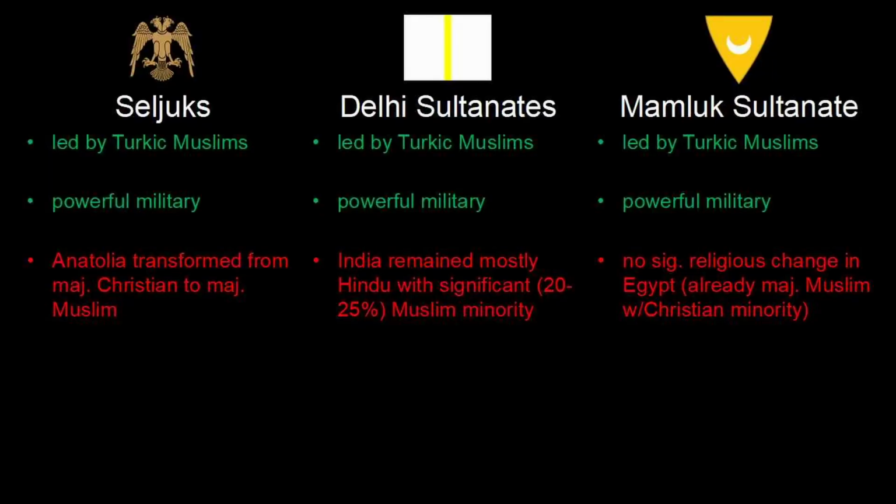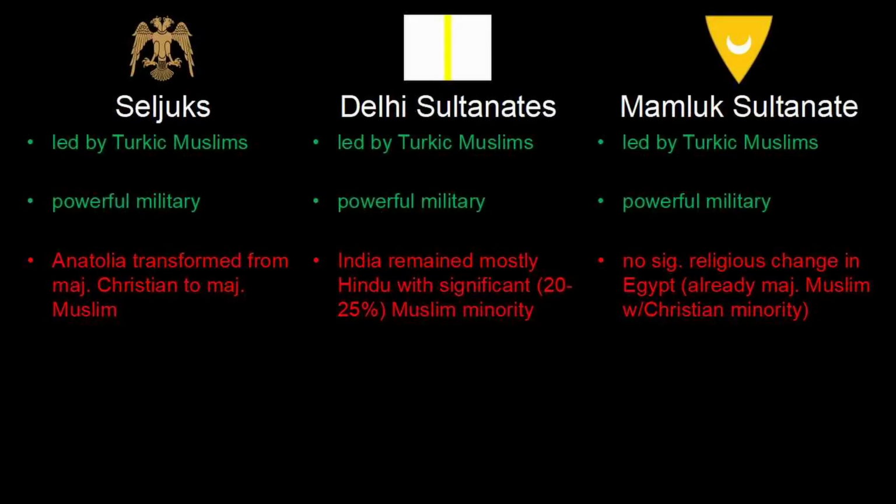For example, the Seljuks completely transformed Anatolia from a majority Christian to a majority Muslim population. The Delhi Sultanate, on the other hand, had a much more limited impact on the religious beliefs of the population in India. But in both these states, the activities of merchants and Sufi missionaries had a big impact on the spread of Islam. In the Mamluk Sultanate, no massive change in religious beliefs occurred because the area had already been under Muslim control and majority Muslim for hundreds of years.